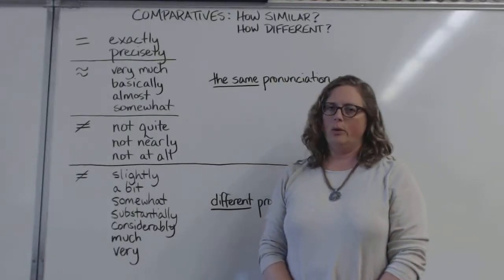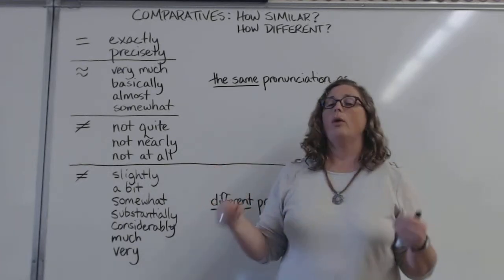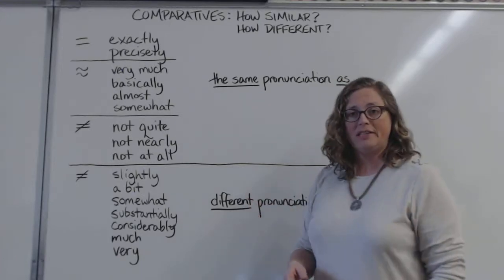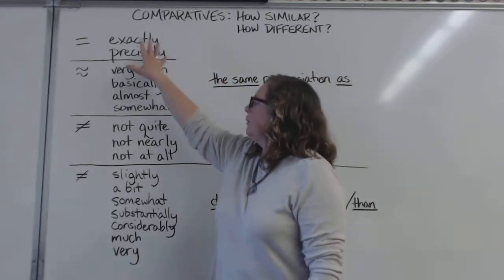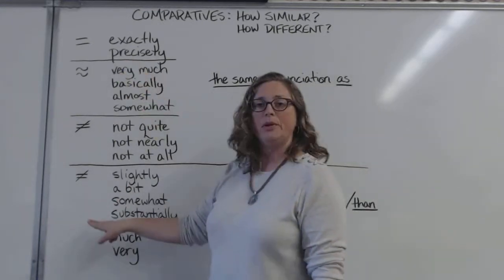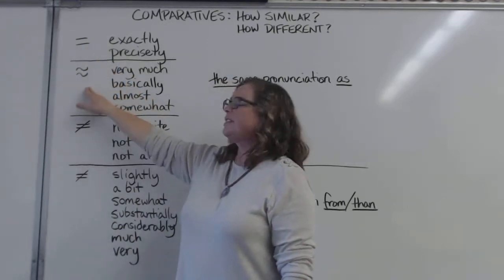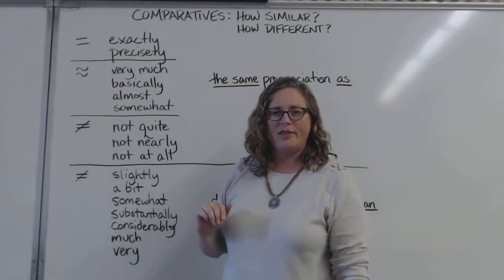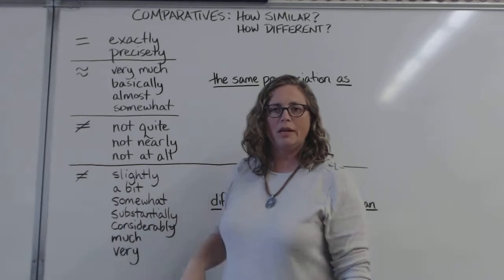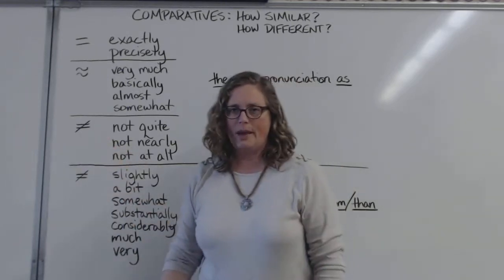Hello, in this video we're going to talk about comparatives, looking at how similar or how different things are and the ways that we can express that. So up here I have a list of words with some mathematical symbols. We have this equals, meaning the same. This is approximately the same. Small difference between two things. And these mean not the same.